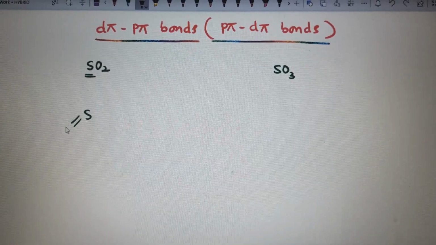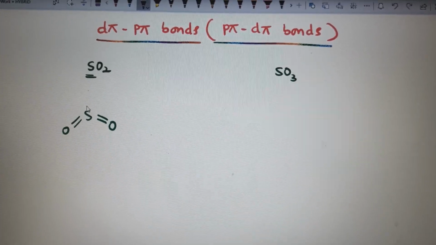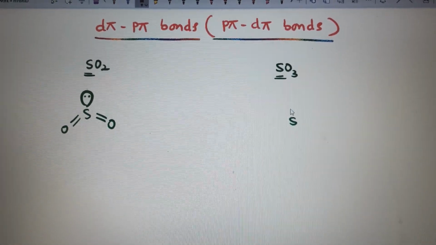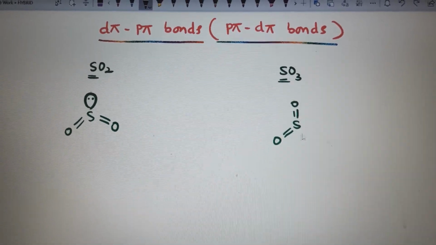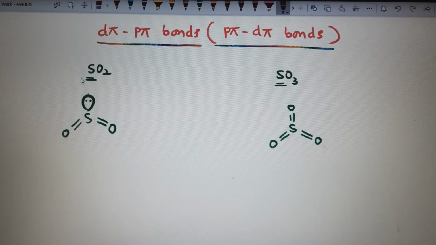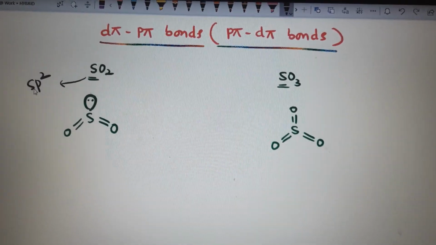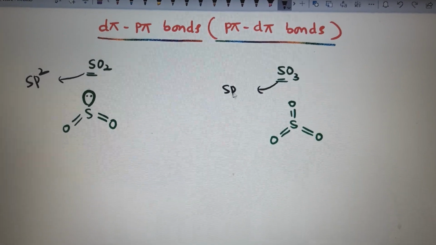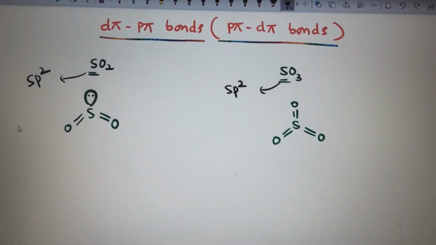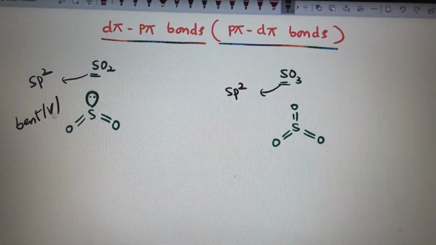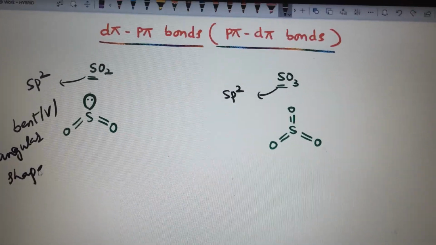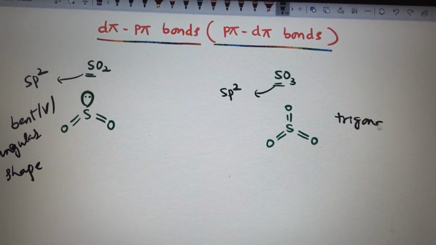In SO2, sulfur has two double-bonded oxygens with one lone pair. In SO3, sulfur has three double-bonded oxygens. In both cases, sp2 hybridization, which means trigonal planar geometry. Here one lone pair is there, so it is bent, V or angular shape. Here it is exactly trigonal planar.